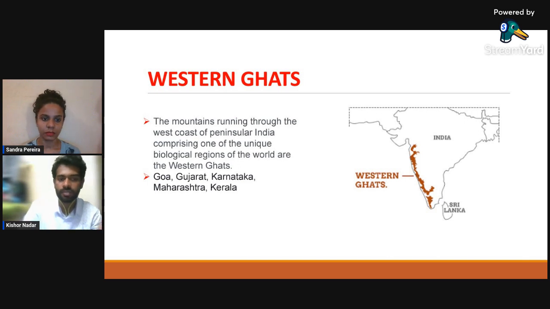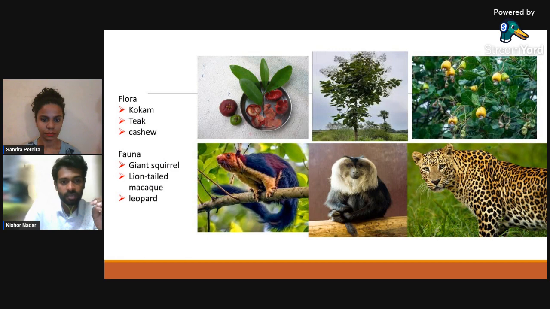The Western Ghats is a totally mountainous region, starting from Gujarat, and Karnataka, Maharashtra, Goa, to the Kerala sections. And it is a very biological hotspot. Talking about the flora, species such as kokum, teak and cashew are found.